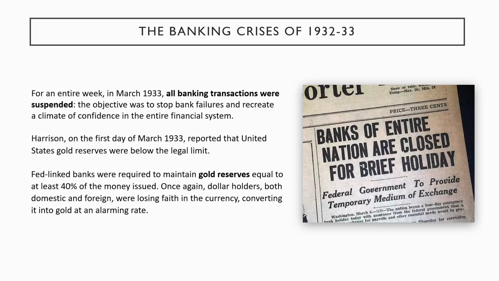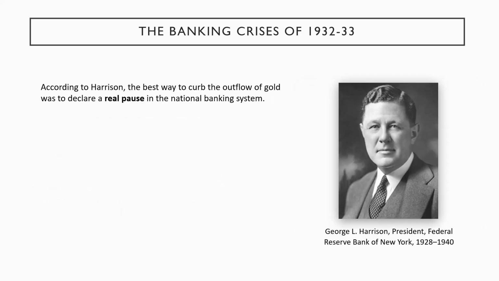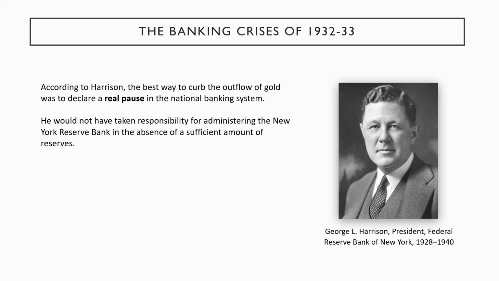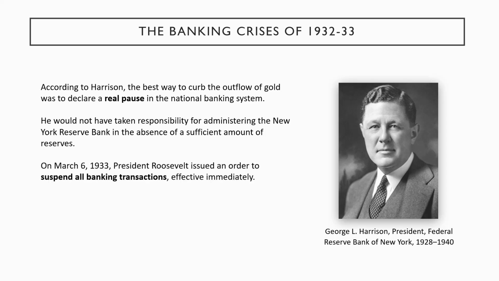Once again, dollar holders, both domestic and foreign, were losing faith in the currency, converting it into gold at an alarming rate. According to Harrison, the best way to curb the outflow of gold was to declare a real pause in the national banking system. He would not have taken responsibility for administering the New York Reserve Bank in the absence of a sufficient number of the reserves. On the 6th of March 1933, President Roosevelt issued an order to suspend all banking transactions, effective immediately. Furthermore, a way had to be found to prevent the reopened banks from failing.